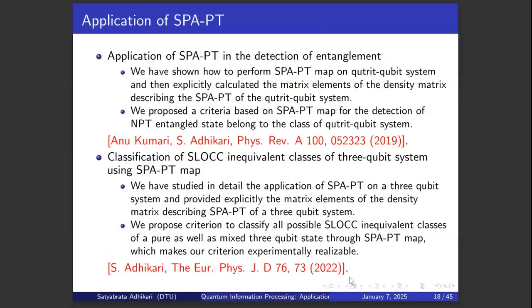Here we have done the SPAPT in a higher dimensional system, that is the 3-qubit system. So in the previous slides I talked about the 2-qubit system, but the SPAPT map can be applied on the 3-qubit system also. Not only that, in the 3-qubit system we can have different classes of entanglement. So in the 2-qubit system the state is either entangled or separable, but when you go to the 3-qubit system, then we can have many types of entanglement.